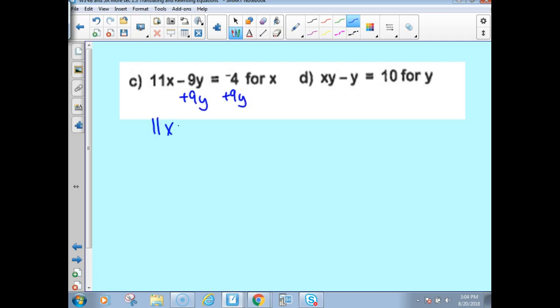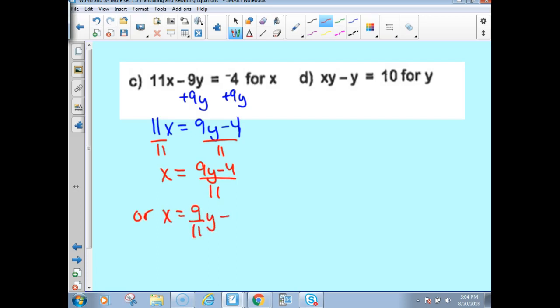Okay, so I've got 11 times x equals 9 times y minus 4. I'd like to put the y first. It could have been negative 4 plus 9y. That's not incorrect. Then I would divide everything by 11. And you can say x is equal to 9y minus 4 all over 11. Or x equals 9/11 y minus 4/11. Either one would be acceptable.